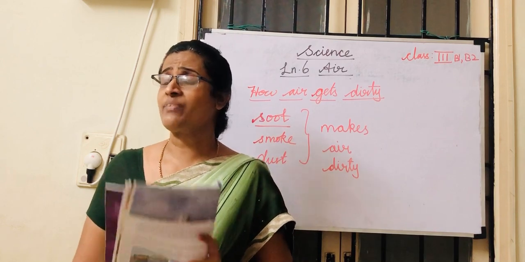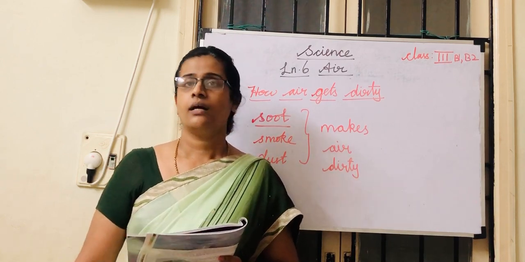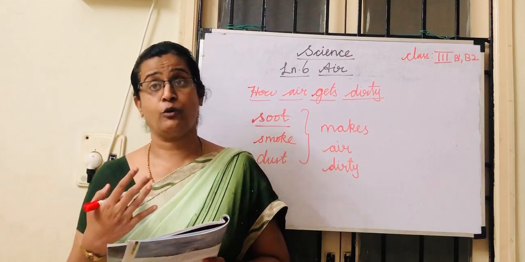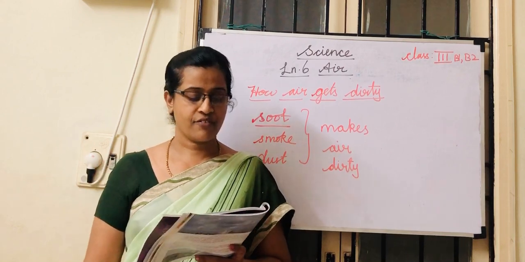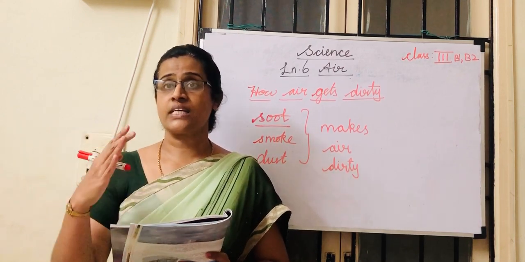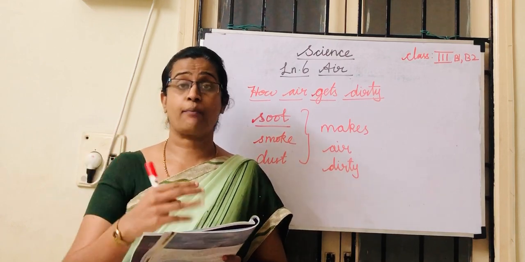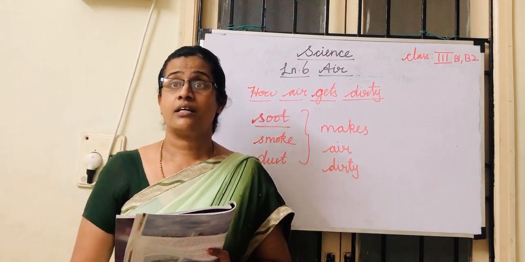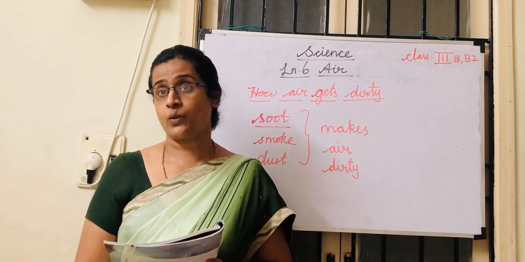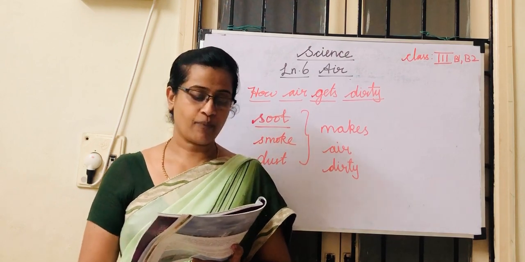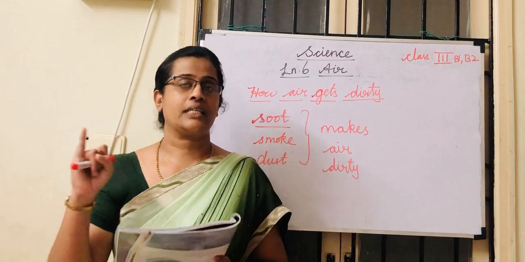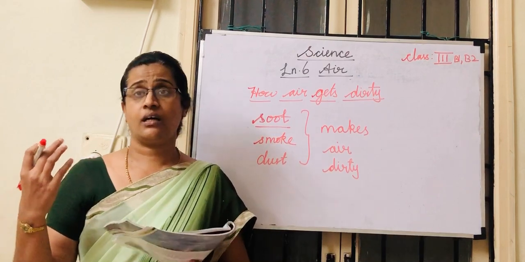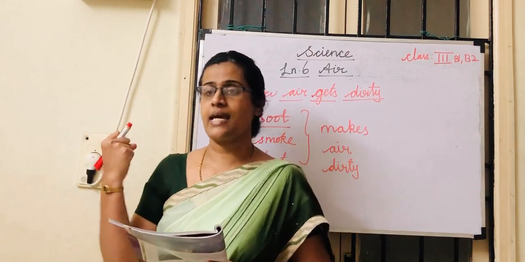Now, how can we keep the air clean? There are some steps we can follow to keep the air clean. First, we can plant trees. As we know, trees trap, that means absorb, a lot of dust, so planting trees is one way to keep the air clean. You can plant trees so that they can trap the dust in the air.